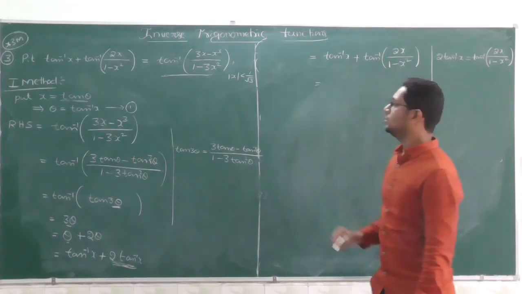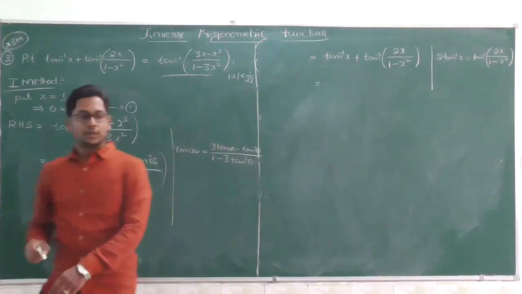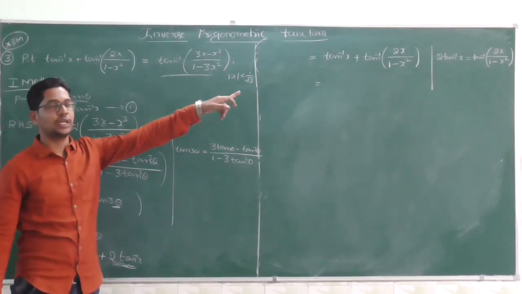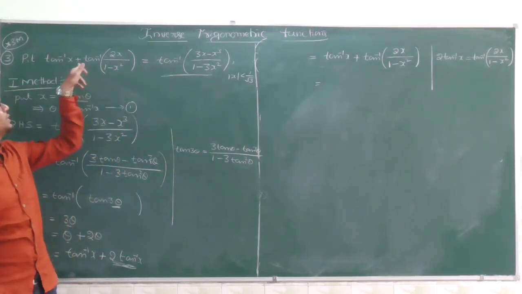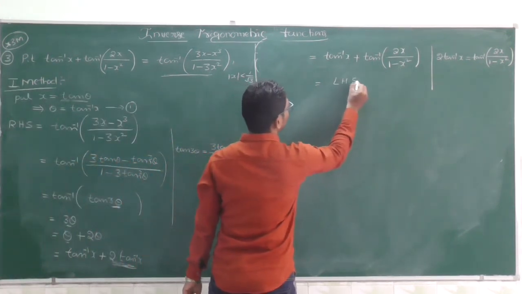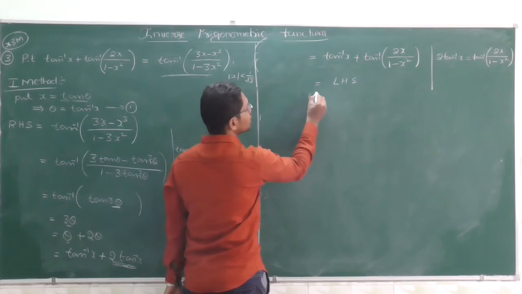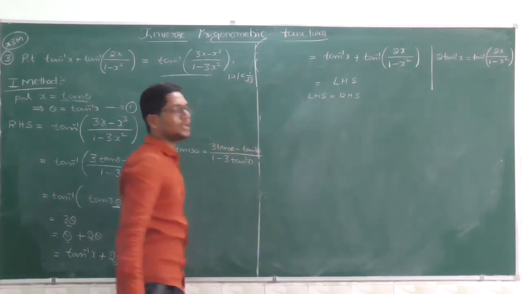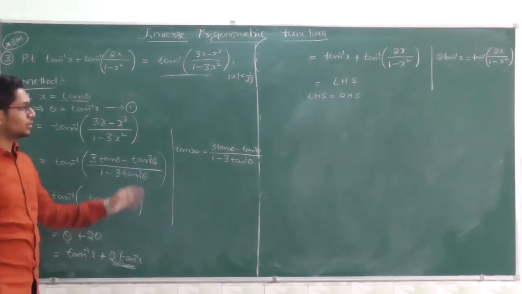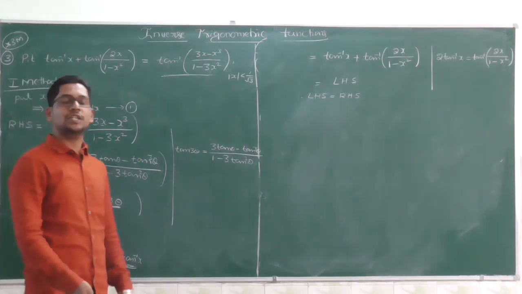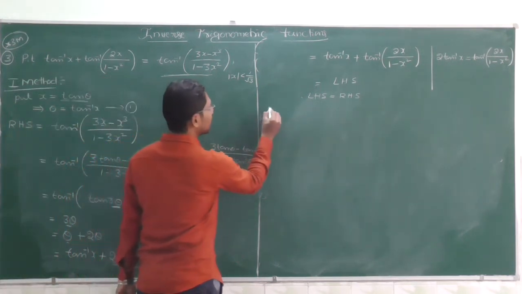In the starting step we took RHS, and finally we get LHS. Therefore, LHS equals RHS. Hence it is proved. So that is the first method. What about the second method? The second method is also very simple.